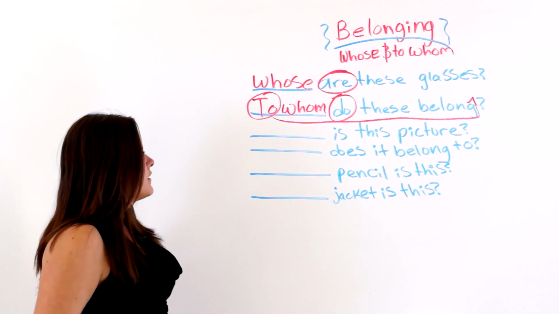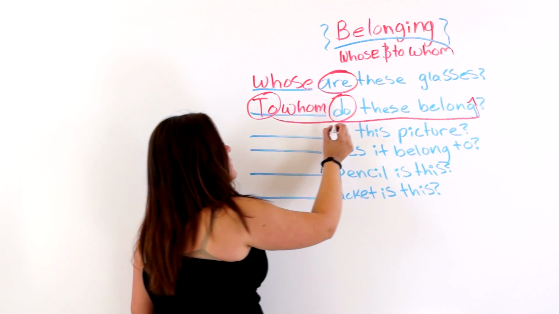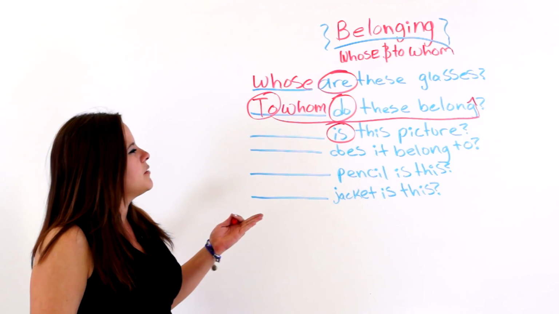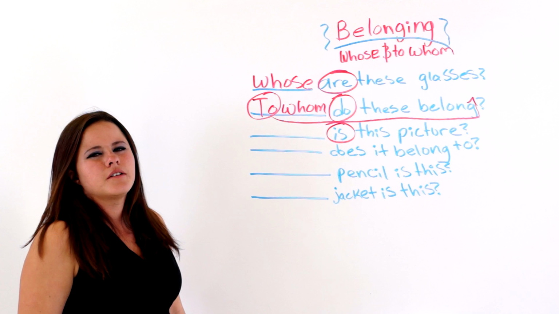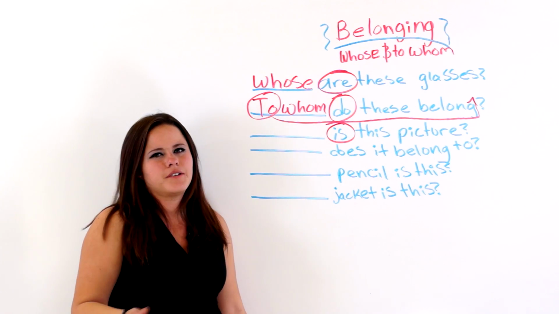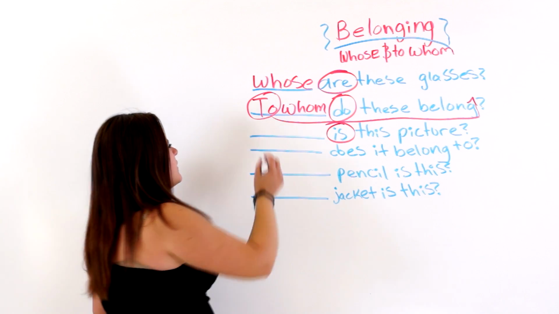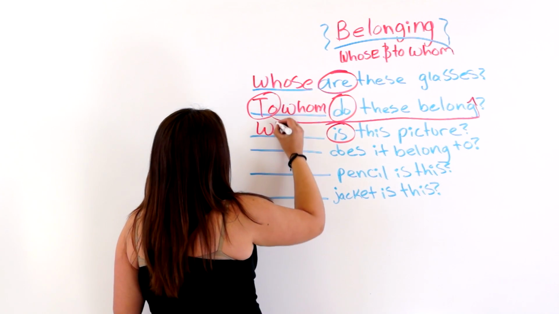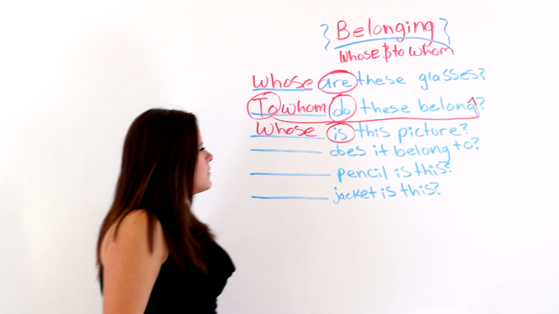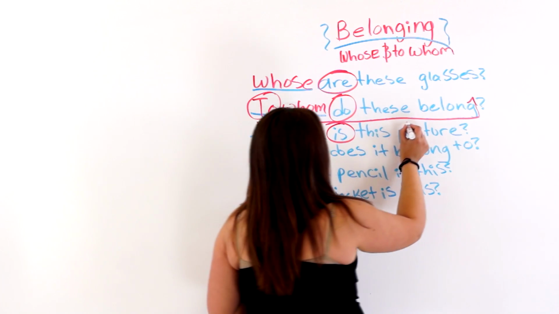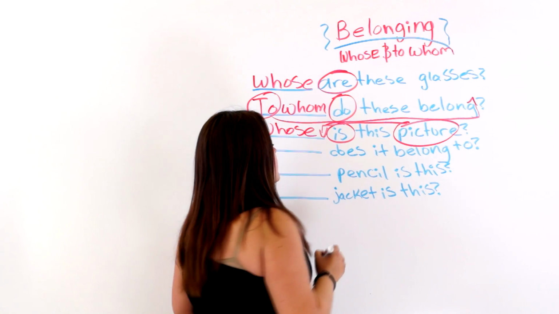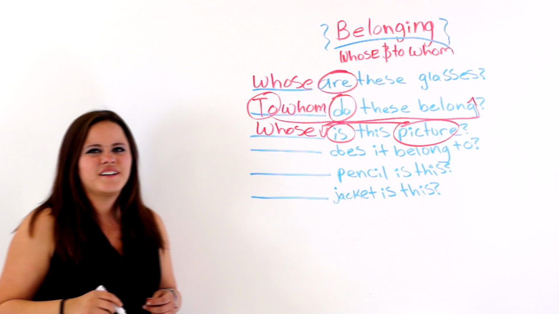Okay? Next one. You can notice here we're using the verb be again. To whom is this picture? No, right? Only if you were mailing it to somebody. To whom is this picture? Okay? But no. Whose is this picture? Whose? Whose is this picture? Or whose picture is this? Right? You could put this right here. Whose picture is this? Okay?